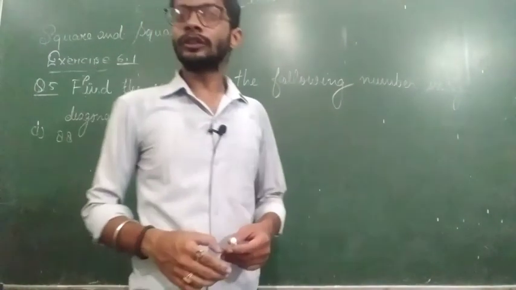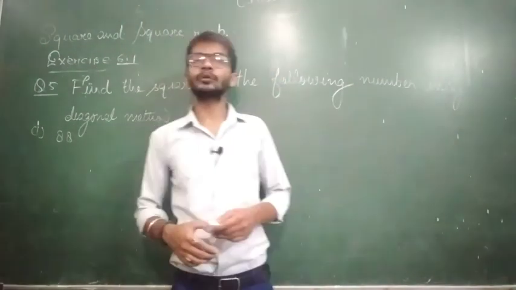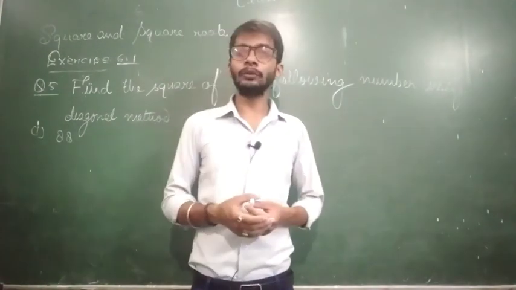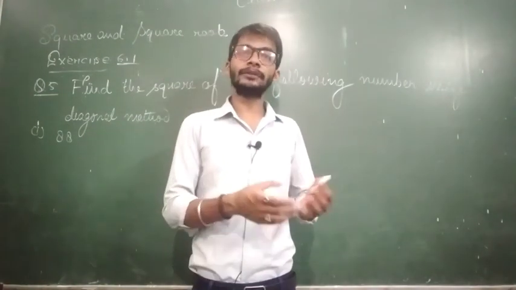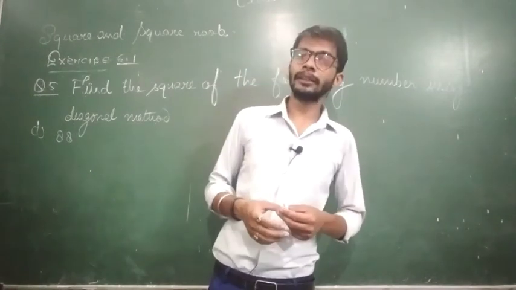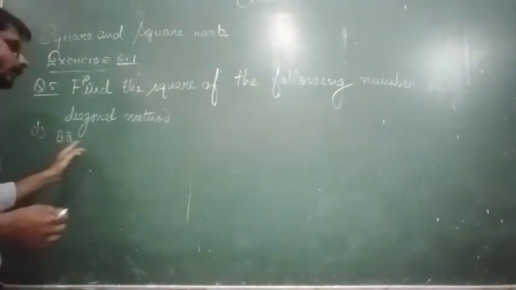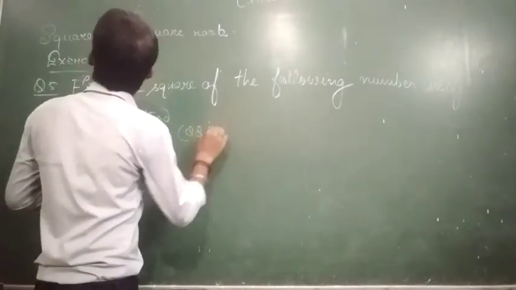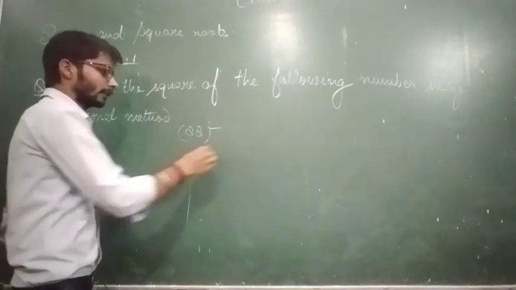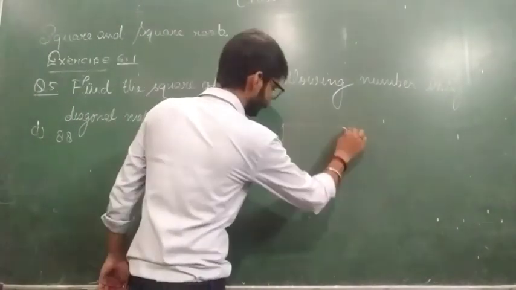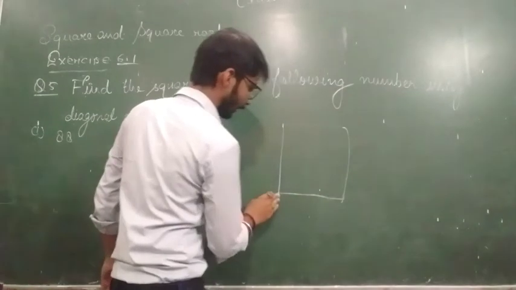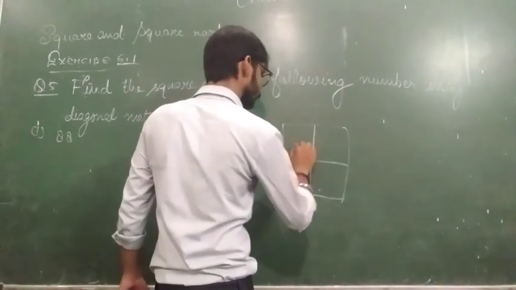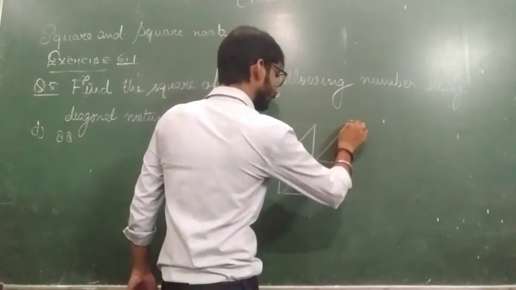Question number 5 of this exercise is to find out the square of a number using the diagonal method, which I told you about in my last video. So here we will start the diagonal method, and we have to find the square of 88. First draw the square, and then make the diagonals.